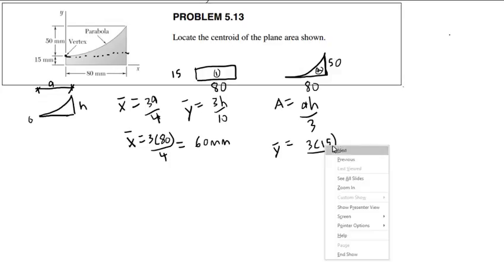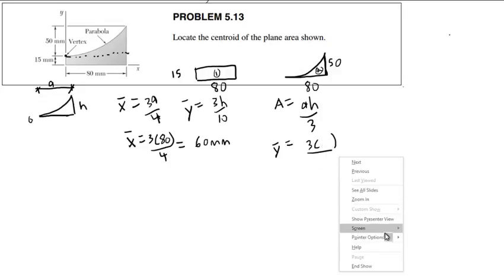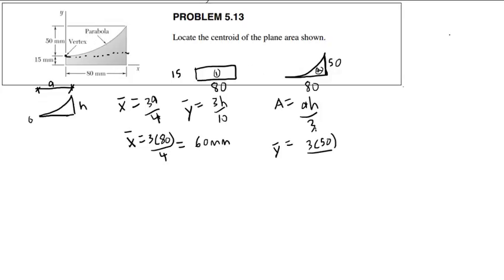Oh, okay. Oh, why did I keep writing 15 in there? 3 times 50 over 10. However, what is wrong with this?